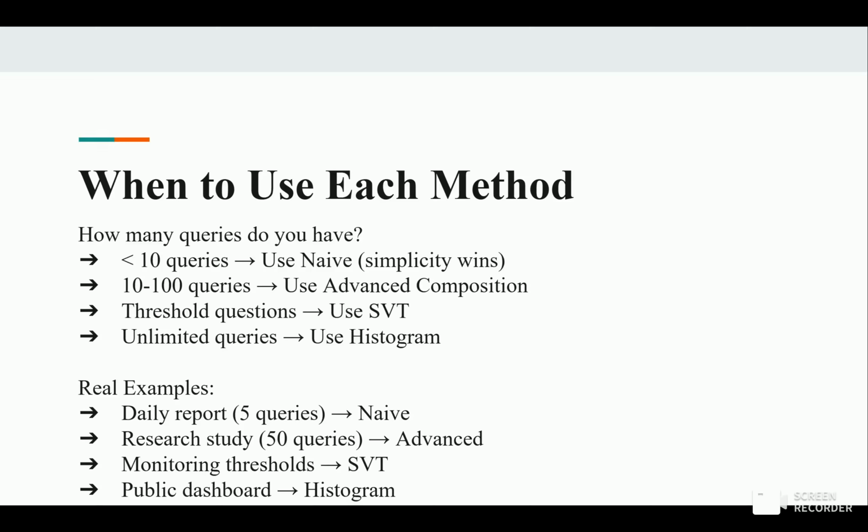So when should you use each of these methods? For fewer than 10 queries, just use naive. Its simplicity wins. For 10 to 100 queries, use advanced composition. If you're asking threshold questions, use SVT. And if you need unlimited queries, like a public dashboard, use histogram release. For example, a daily report with 5 statistics, use naive. A researcher's study with 50 queries, use advanced composition. And a monitoring system checking thresholds, use SVT.